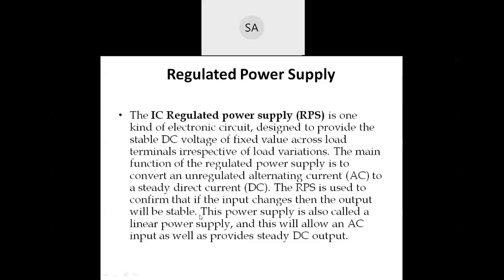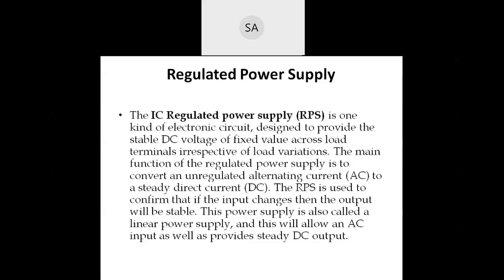The RPS, the regulated power supply, is used to ensure that if the input changes, the output will be stable. Even if there is a fluctuation in the input, that is in the mains AC signal, the output will be stable. There will be no change in the output. In daily life we see many regulated power supplies. Suppose in a home we are connecting a number of loads.